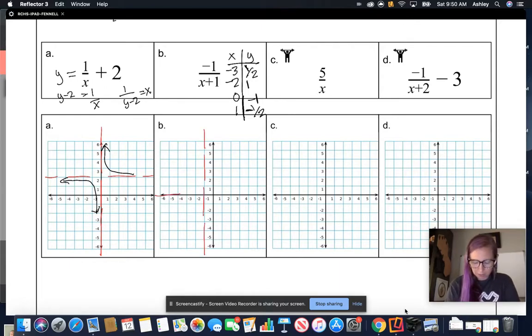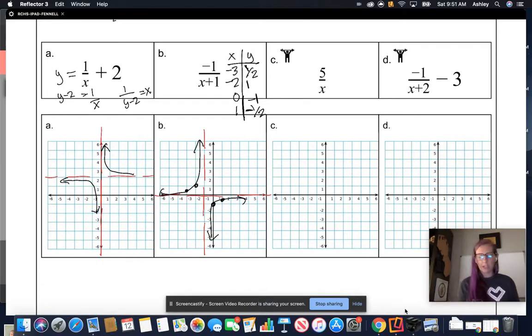Our horizontal asymptote has not shifted. It's just y equals 0. And now I need to plot these points. When I go to plot -3, I'm going up only 1/2. When I go -2, I'm going up 1. And I would assume this curve will continue because that's how rational functions work. Then when I go to 0, I go down 1. And when I go to 1, I'm down 1/2. So this curve looks like this.